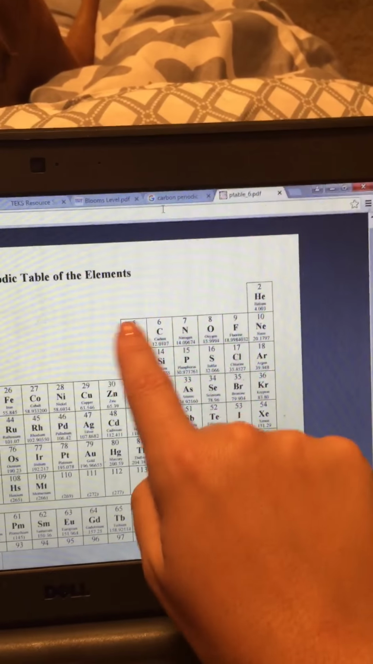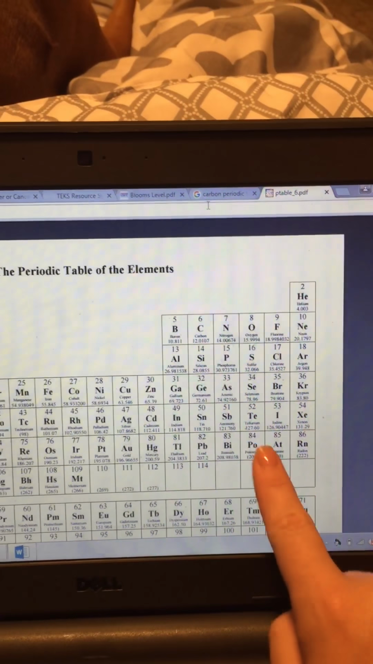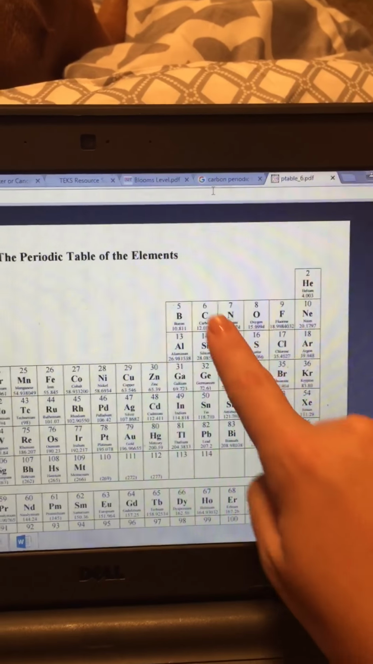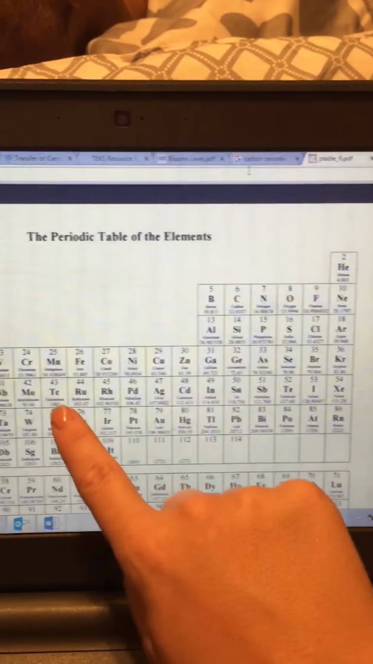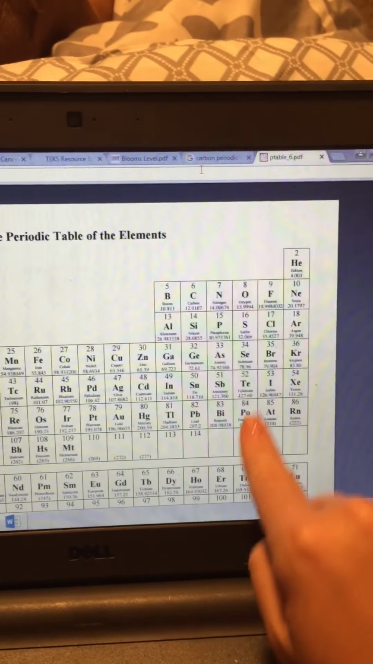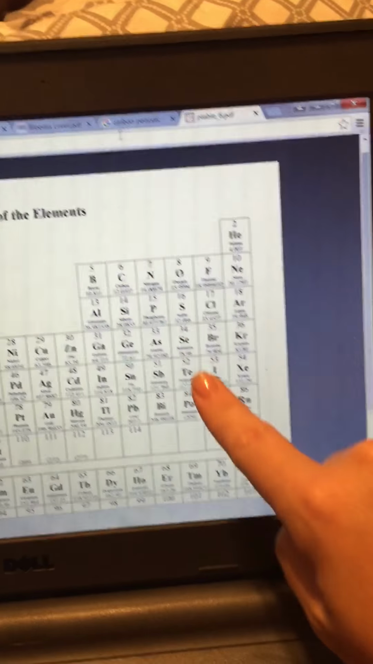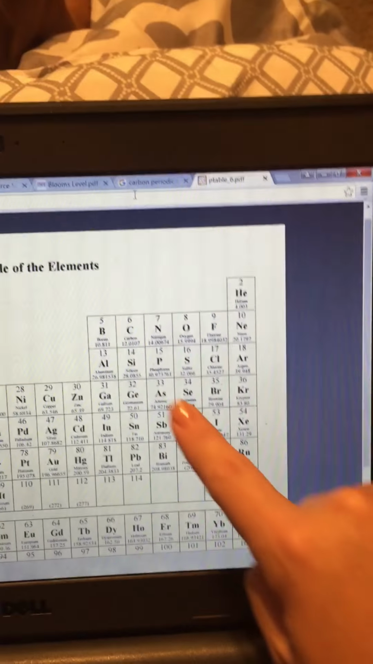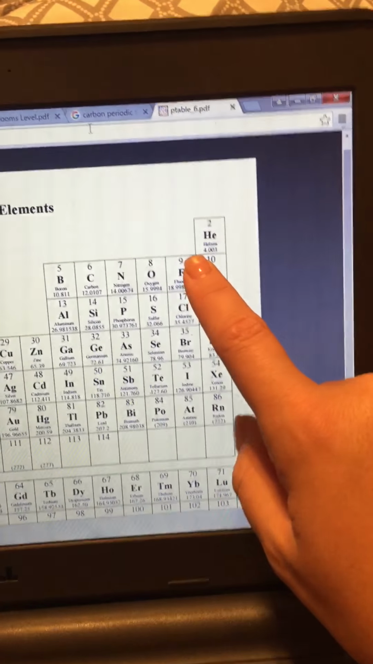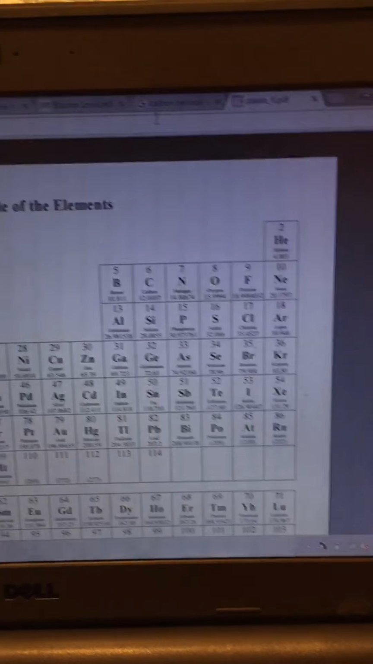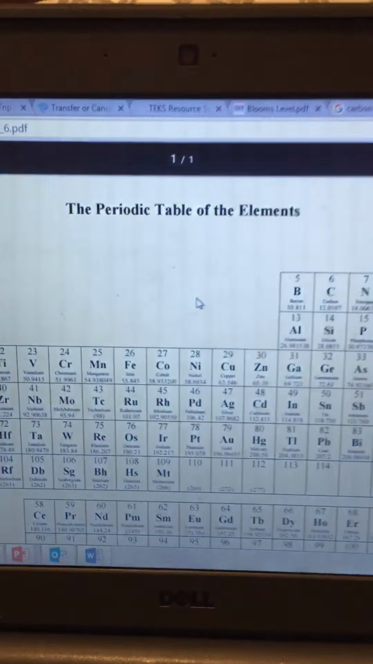We have our metalloids, and usually there's a little staircase right here that shows your metalloids. These guys are kind of the rebels. They don't go by the rules of metals or nonmetals. They kind of do their own thing. They have properties of both. And these guys over here are nonmetals. They are dull, they are insulators, and they are brittle.